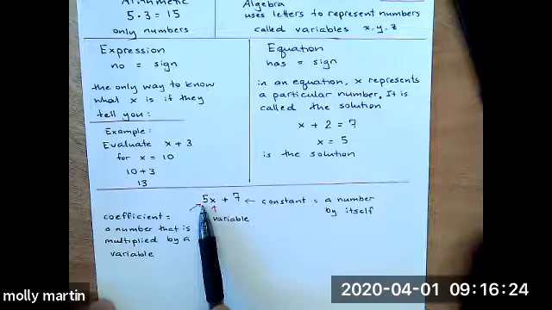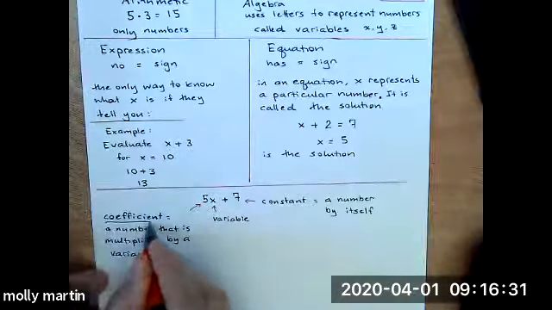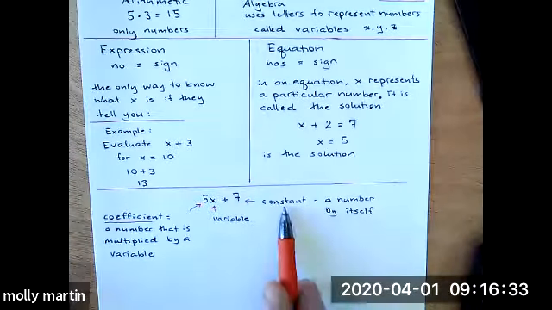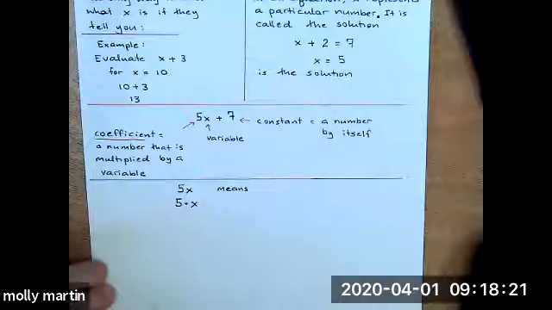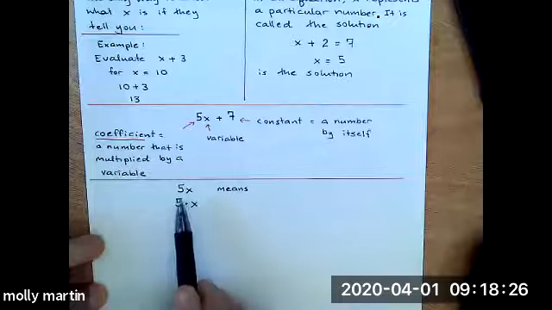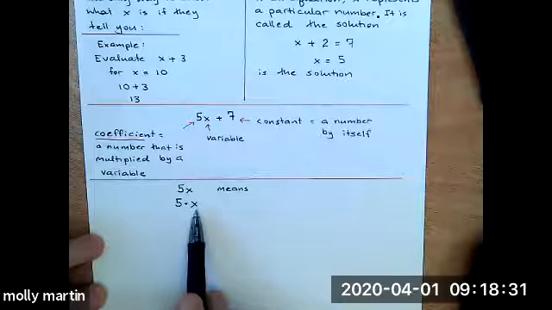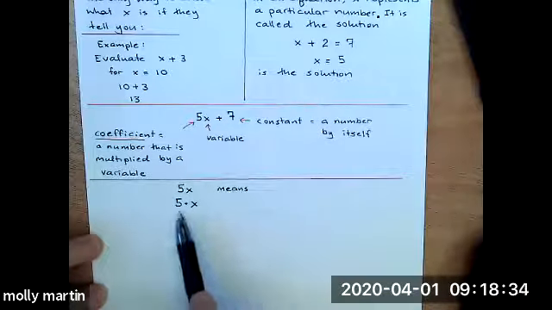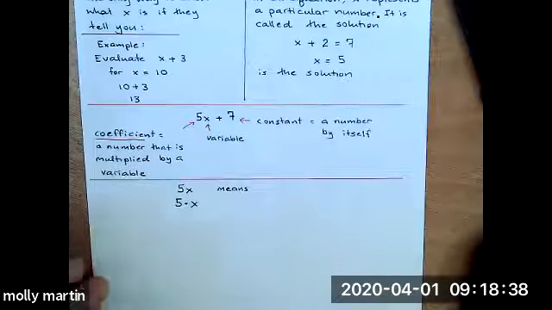A number that is being multiplied by a variable is called a coefficient. A number that is all by itself is a constant. You will recall that in math, when things are next to each other, it implies that they are multiplied. However, we always write it without the multiplication symbol.